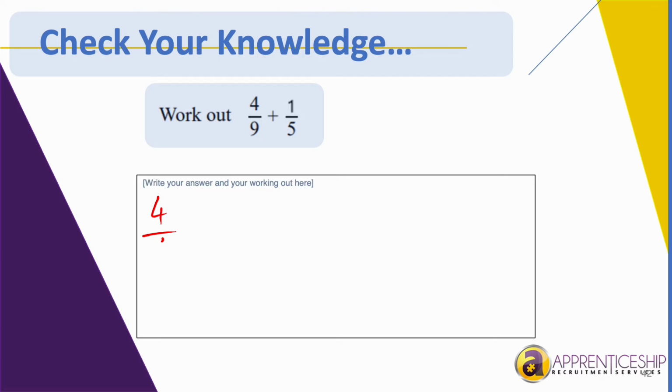4/9 add 1/5. So now there's nothing I can do to get these together. So what I need to do is multiply these two together. So 9 times 5 is 45. So the two bottom numbers are going to be 45.